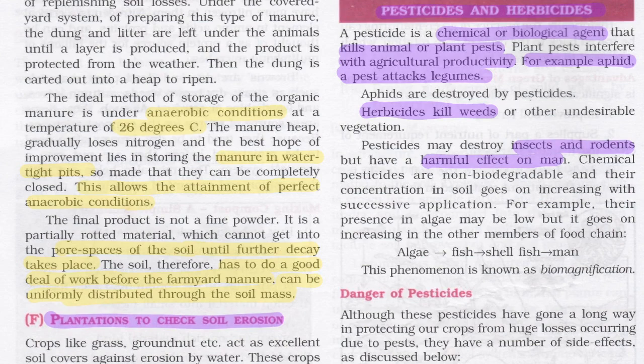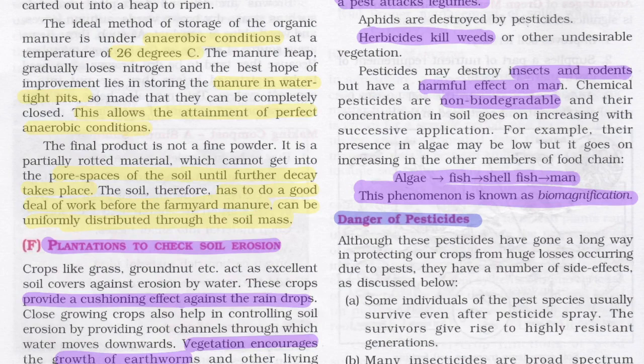Chemical pesticides are non-biodegradable and their concentration in soil keeps on increasing with successive application. For example, their presence in algae may be low, but it goes on increasing in other members of the food chain, like algae to fish, shellfish, and then man. This phenomenon is known as biomagnification. Danger of pesticides. Pesticides are being used more and more for the protection of crops from huge losses that occur due to pests, and they have a number of side effects, and let's discuss a few of them.